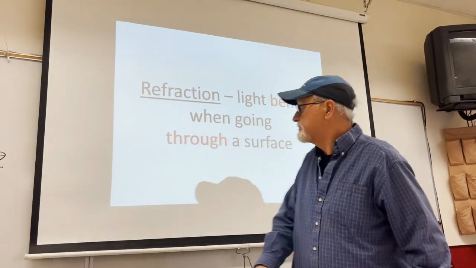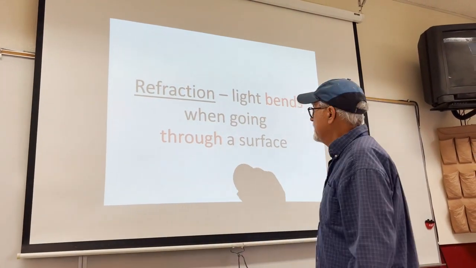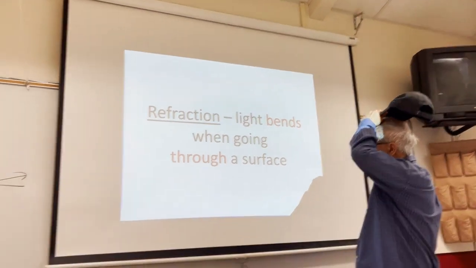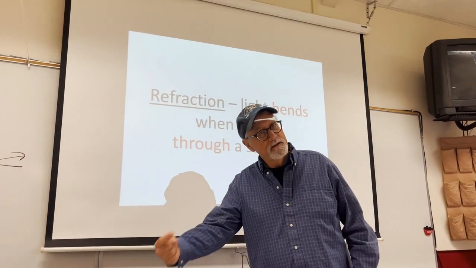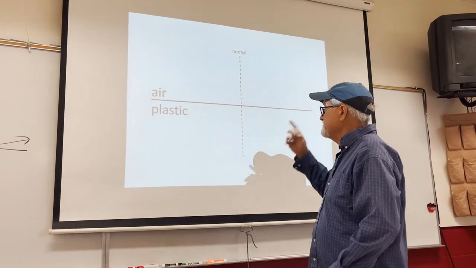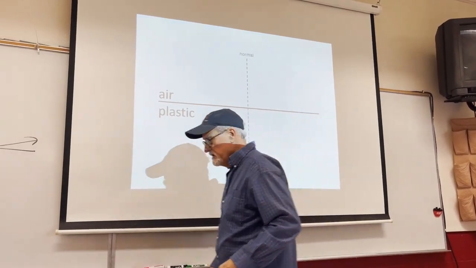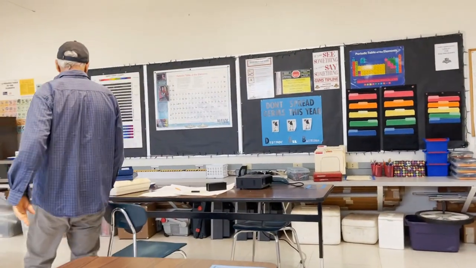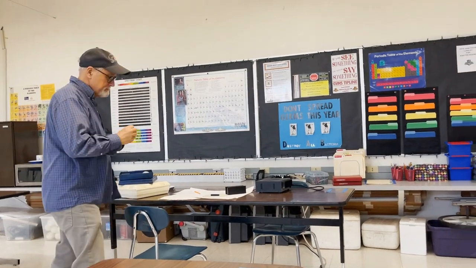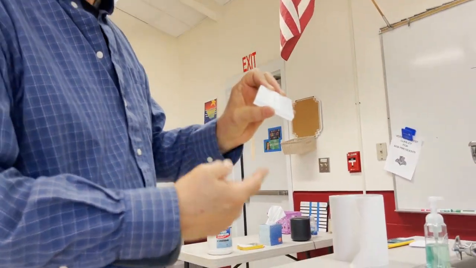All right? Okay? Now that's reflection. Let's talk about refraction. Light bends when going through a surface, like my glasses. Okay, so here we have a surface between air and plastic. Let me grab a piece of plastic here. Here's a piece of plastic. And when light goes into this surface, when it passes through, it bends.